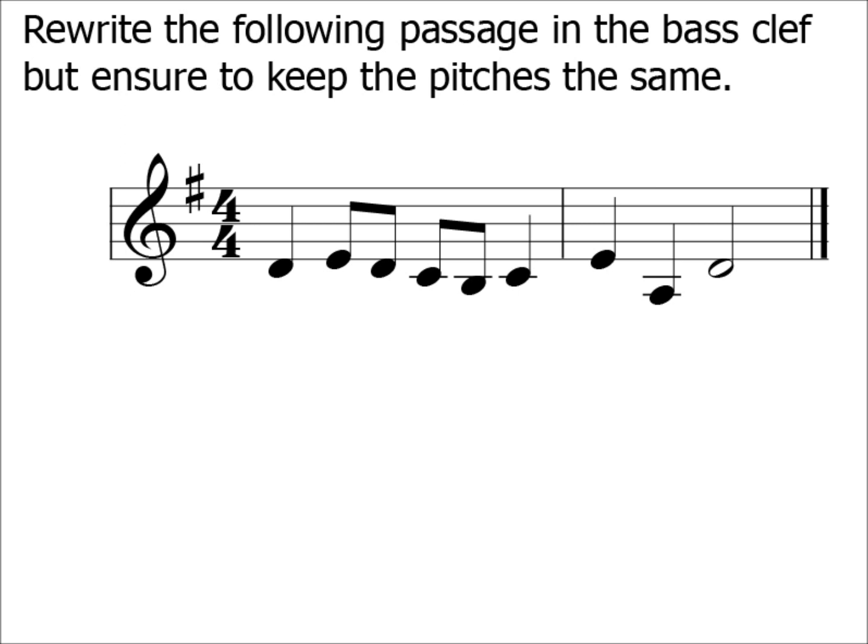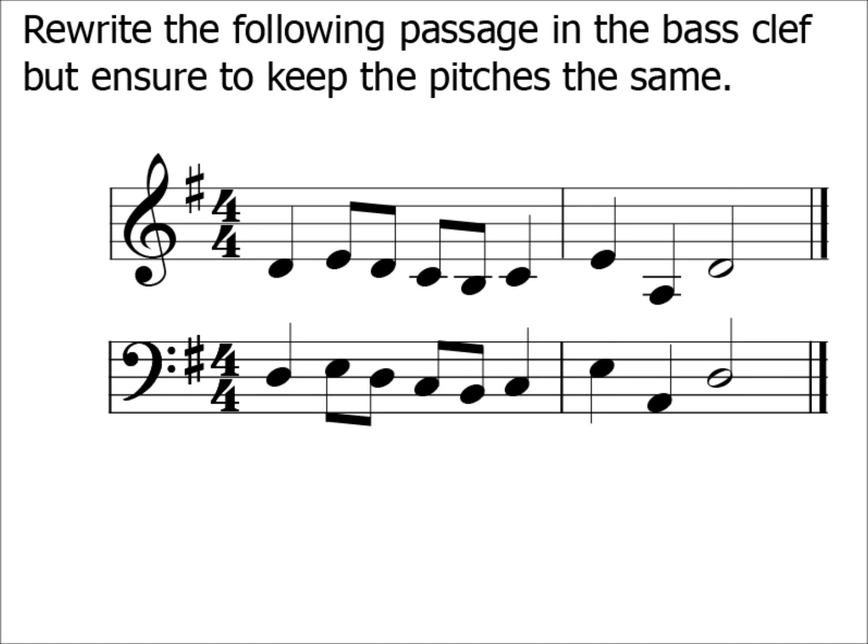It's quite common for music theory exam papers to include a question such as this. Rewrite the following passage in the bass clef, but ensure to keep the pitches the same. Now this is where a common mistake occurs. Many students will write this as their answer, as they both start on a D and each melody moves in the same direction, up to the next note, down to the next, and so on. But what they've written is one octave too low. This student forgot to match up the middle C.